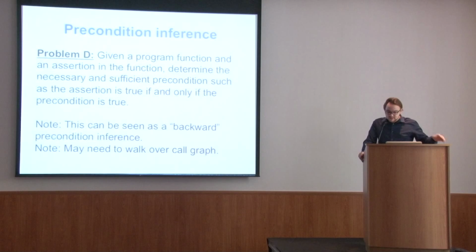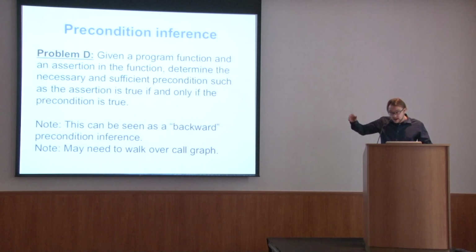The fourth problem is something I call precondition inference. There has been some work as well in this area. And the problem is the following. Given an assertion in the program, what is a necessary and sufficient condition at the beginning of the function, or ideally at the beginning of the program, that is going to make this assertion false?